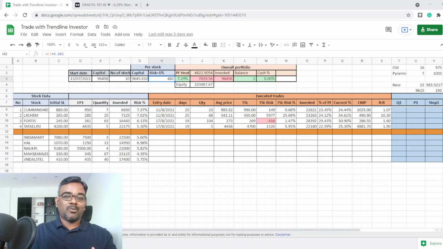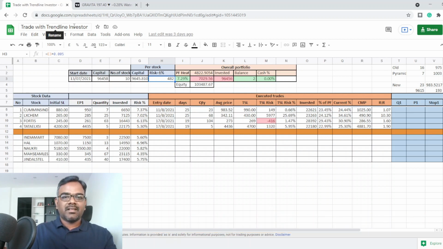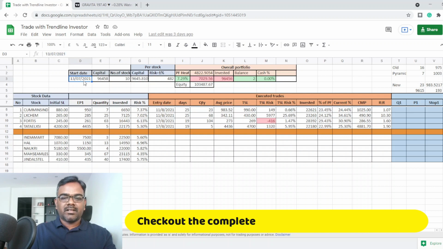So I know most of you have been trading with me in the Trading with Trendline Investor series. Now, if you do not know what the Trade with Trendline Investor series is, this is basically a series where I trade with 1 lakh capital, and I try to share my learnings with everyone. And these are live trades, and we started with 1 lakh and today we're up 11%. We started on 13th of July and we're almost 2 months in now, and we're up 11%.